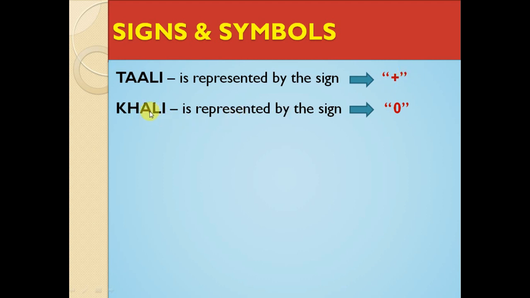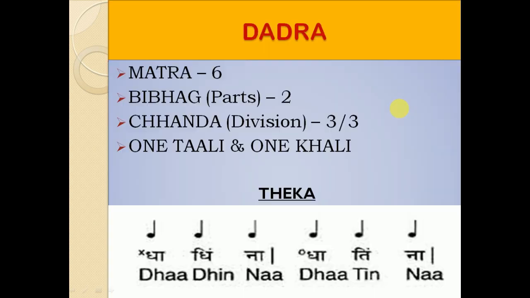Khali. Khali is represented by the sign, a small zero. So Tali is represented by a sign like plus, and Khali is represented by the sign 0. You will have to remember this. Next, we take up a sample of a tal called Dadra.